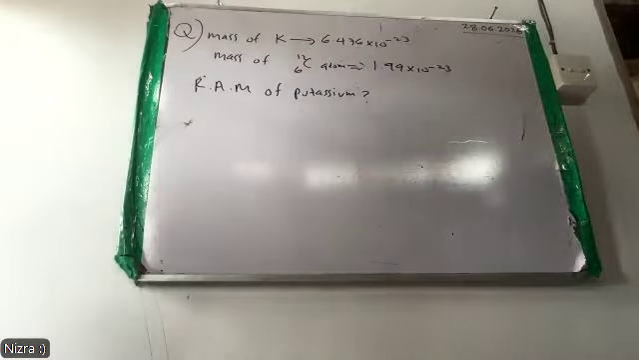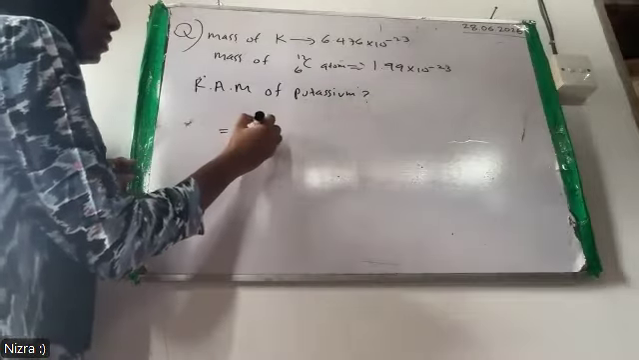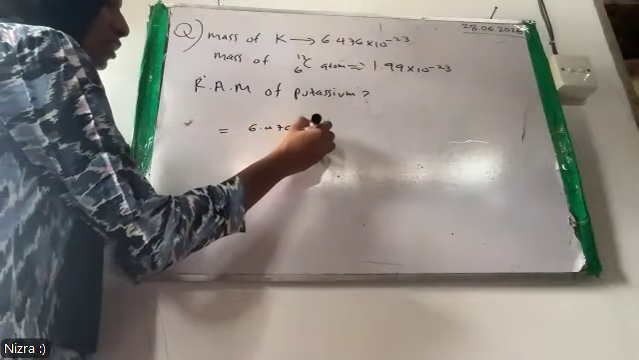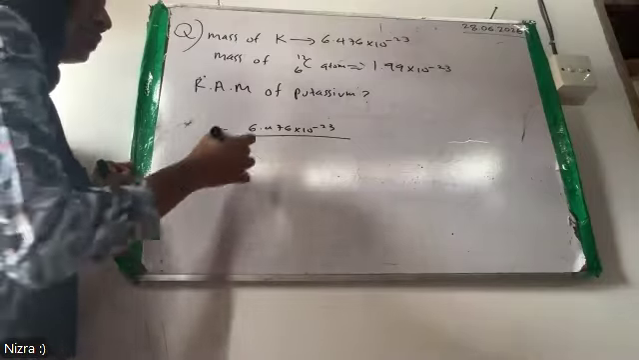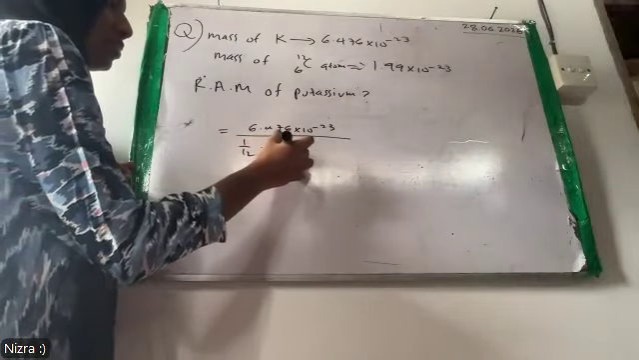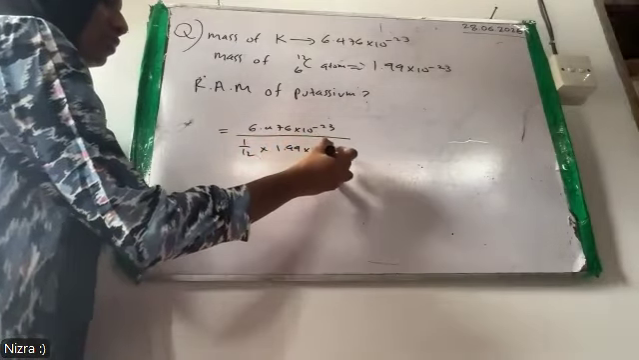Okay. So you should have gotten 6.476 into 10 power minus 23 on the numerator. And on the bottom, you should have 1/12 the mass of carbon. Got it?